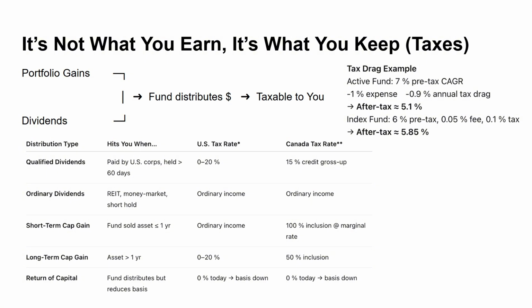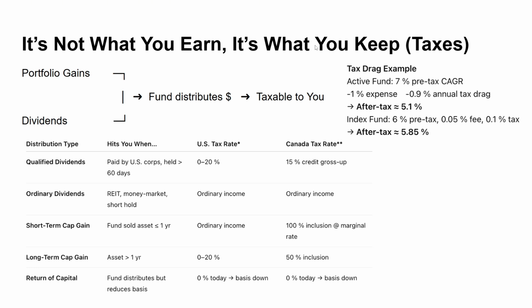So the diagram at the top shows the flow. Portfolio gains go into mandatory distribution, immediate taxation, even if you reinvest. Holding the fund in a tax advantaged wrapper, so 401k, IRA, TFSA, RRSP, defers or eliminates that hit.